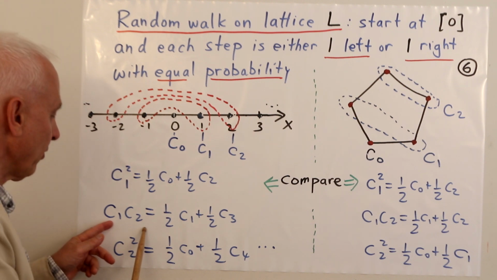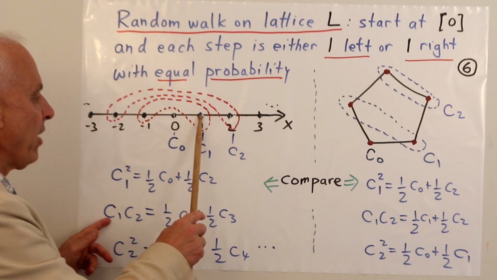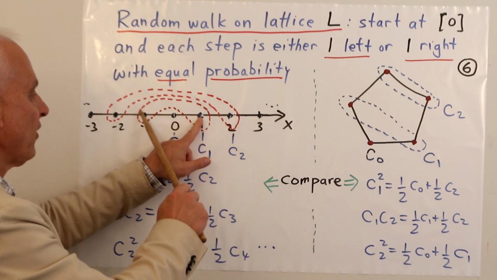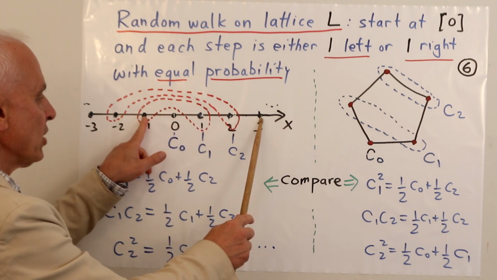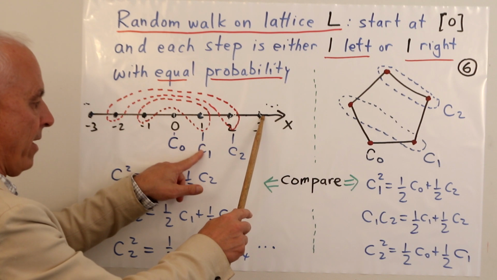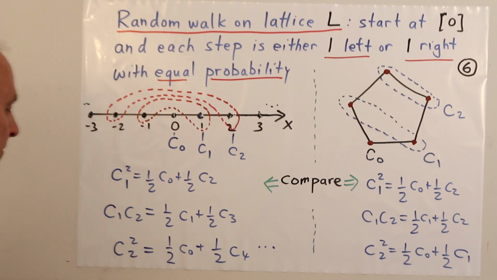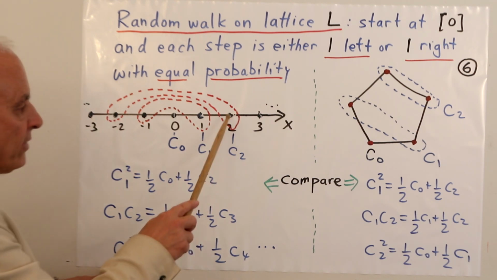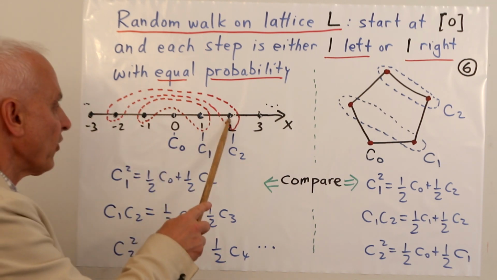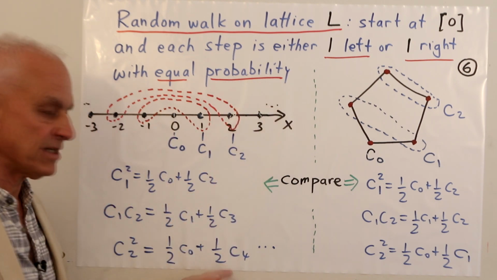How about C1 times C2? Well, you can think about taking a step of size 1, so there we are. And now from there, we're going to take a step of size 2. That will take us either to this point here or to this point here. So where are those 2 points? Well, this one is in C3, and this one is in C1. So we end up with a 1/2 chance of being in C1 or a 1/2 chance of being in C3. What about C2 squared? If we take a step of size 2 first, and then from there another step of size 2, there's a 1/2 chance of being back at C0 at the end of that, or there's a 1/2 chance of moving to C4.